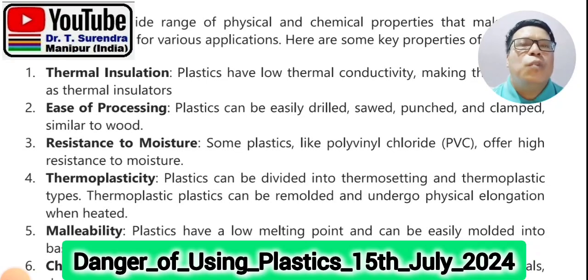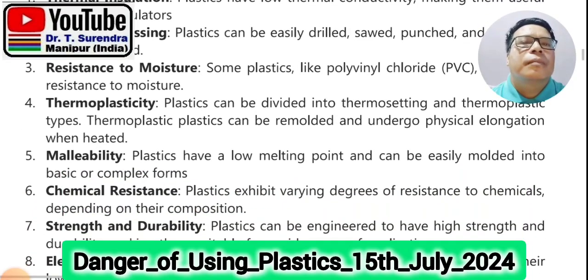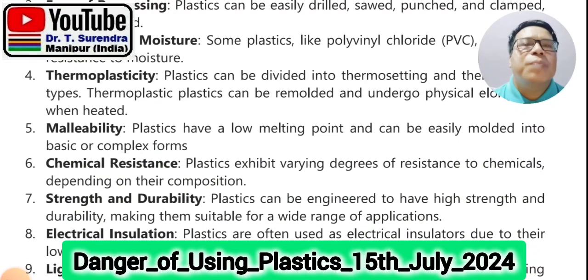Number 4, thermoplasticity. Plastics can be divided into thermosetting and thermoplastic types. Thermoplastic plastics can be remolded and undergo physical elongation when heated. Number 5, malleability. Plastic has a low melting point and can be easily molded into basic or complex forms. Number 6, chemical resistance. Plastics exhibit varying degrees of resistance to chemicals depending on their compositions.